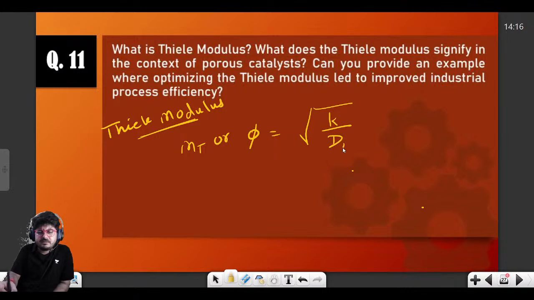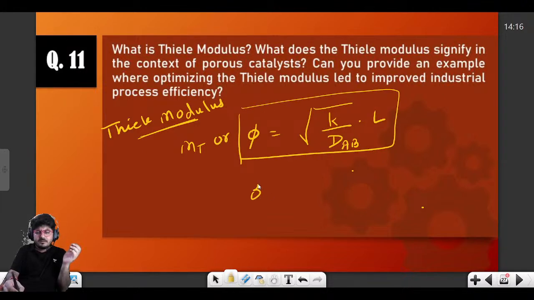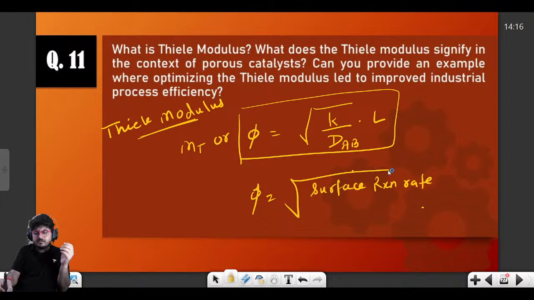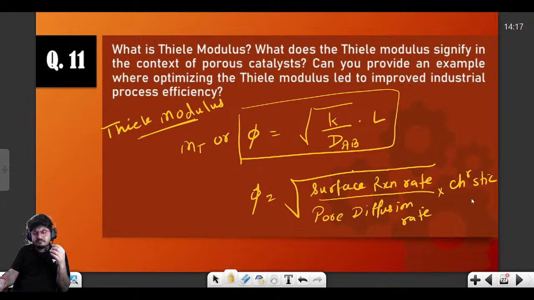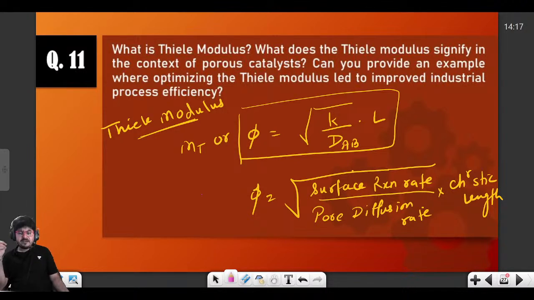which can be defined as square root of K over D_AB, multiplied by L. Or you can also define it as the square root of surface reaction rate divided by pore diffusion rate, multiplied by characteristic length. And generally, you know that this characteristic length will depend on the size of the particle, size of the pore. Like for a cylindrical particle, it is R by 2. For a spherical particle, it is R by 3. Like this. You know that.